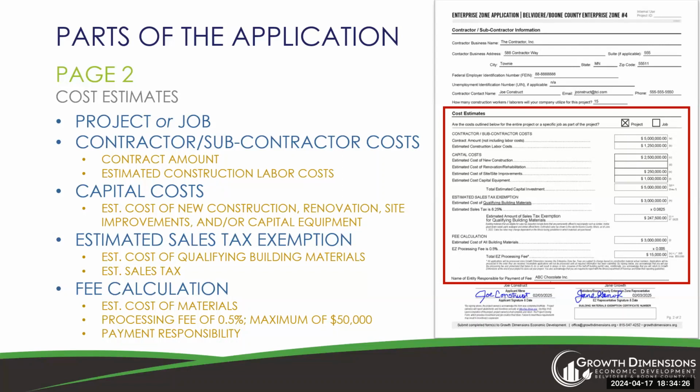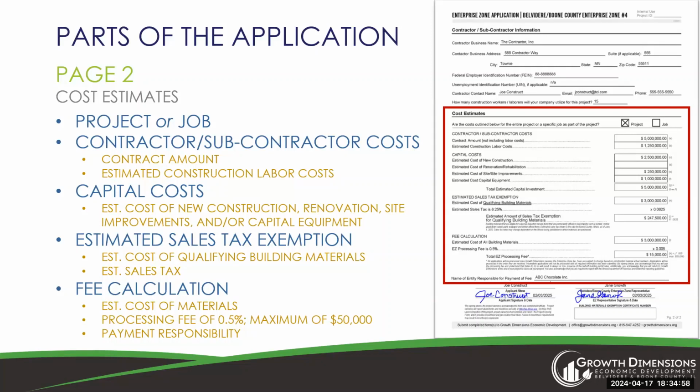For a list of eligible materials, please visit the Growth Dimensions website or call us at 815-547-4252. You will then notice we use Boone County's sales tax rate of 8.25% as the estimate for the Illinois sales tax exemption savings. This amount could be more or less depending on where in the state of Illinois you purchase materials. Moving on to the fee calculation.